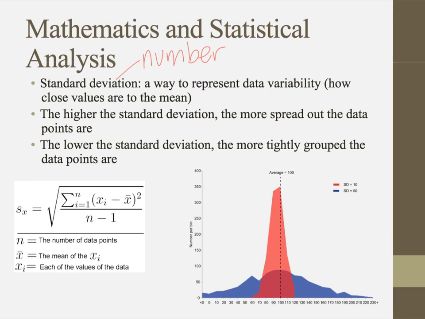The higher the standard deviation, and remember, standard deviation is a number, the more spread out the data is. Looking over here, the blue has a standard deviation of 50. That's pretty high, so that means they're very spread out. The red graph has a standard deviation of 10. It's a much smaller number, meaning that the values are a lot closer to the mean, a lot more tightly packed together, whereas whatever data they gathered and graphed in blue is much more spread out.